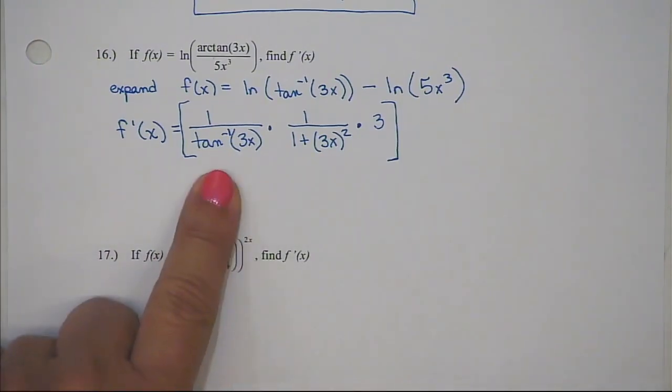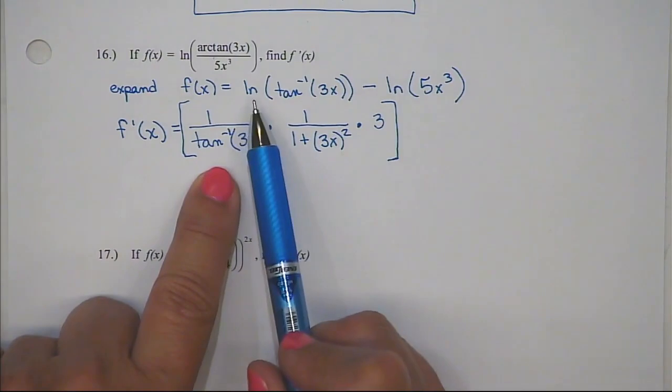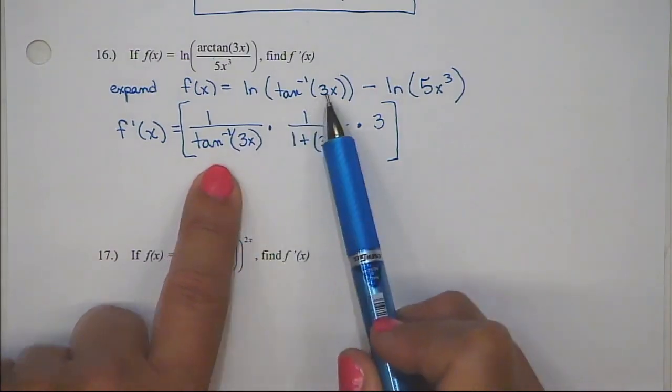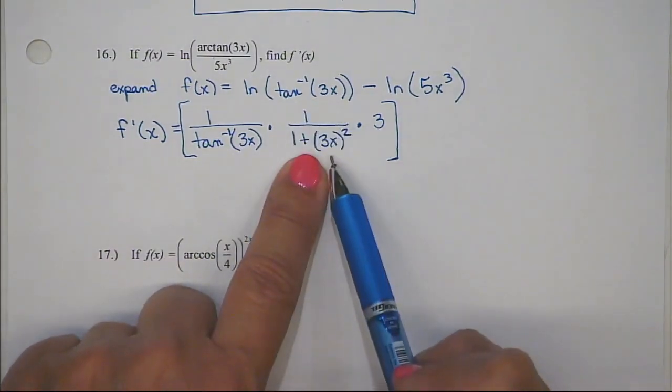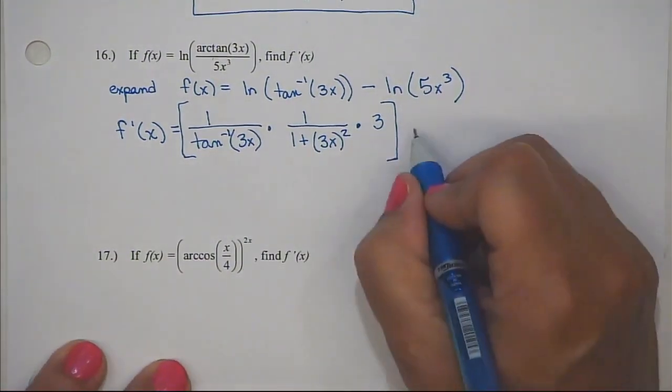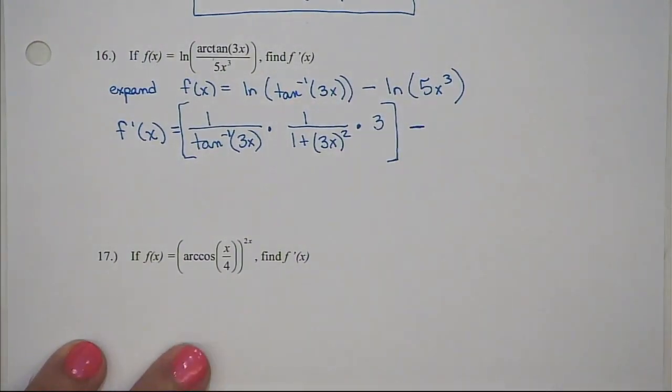Okay? I'll say it one more time. Start from the outside. Any natural log is just 1 over whatever you're taking the natural log of. Then the derivative of the inside, so arctangent. And then the derivative of the inside. All right, minus. This one's a little easier.